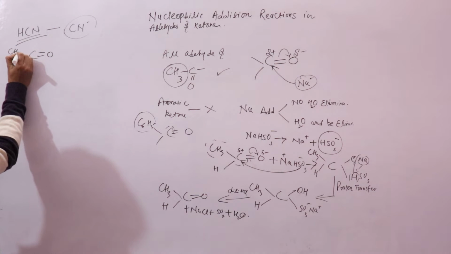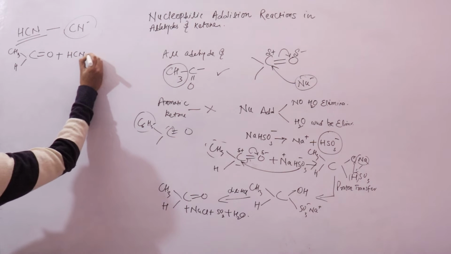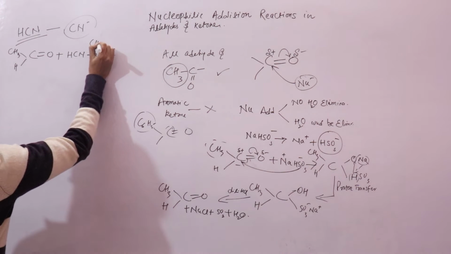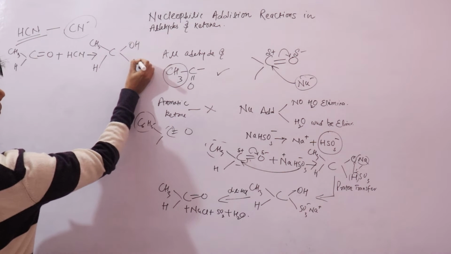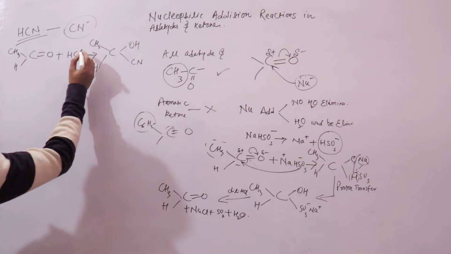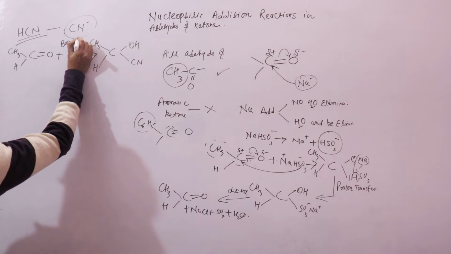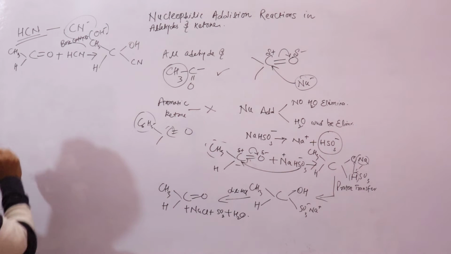This is your aldehyde, right? It will react with HCN to form cyanohydrin. The addition product here that we will get is your cyanohydrin, right? And this takes place only in the presence of a base catalyst, like sodium hydroxide or potassium hydroxide. This is your base catalyst, right?